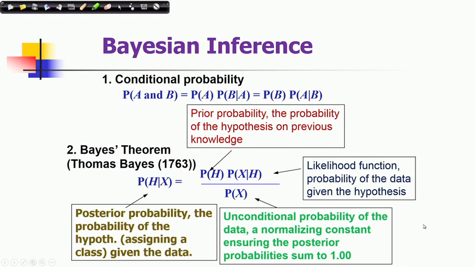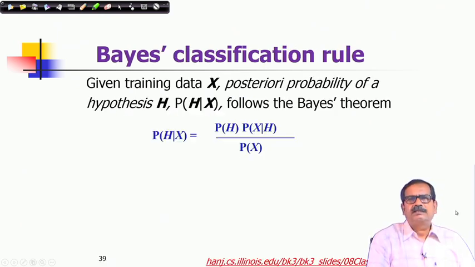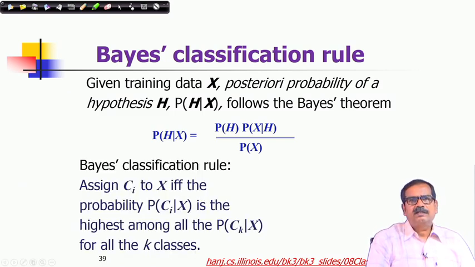So, posterior probability of the hypothesis given the data. Given training data x, the posterior probability of a hypothesis H can be computed by this Bayes theorem. We will see that it has relevance in terms of designing a classifier, because here our objective is to maximize the probability of a class given the data, and class is representing a hypothesis. So, we need to compute this posterior probability there. That is what the Bayesian classification rule, or Bayes classification rule, is.